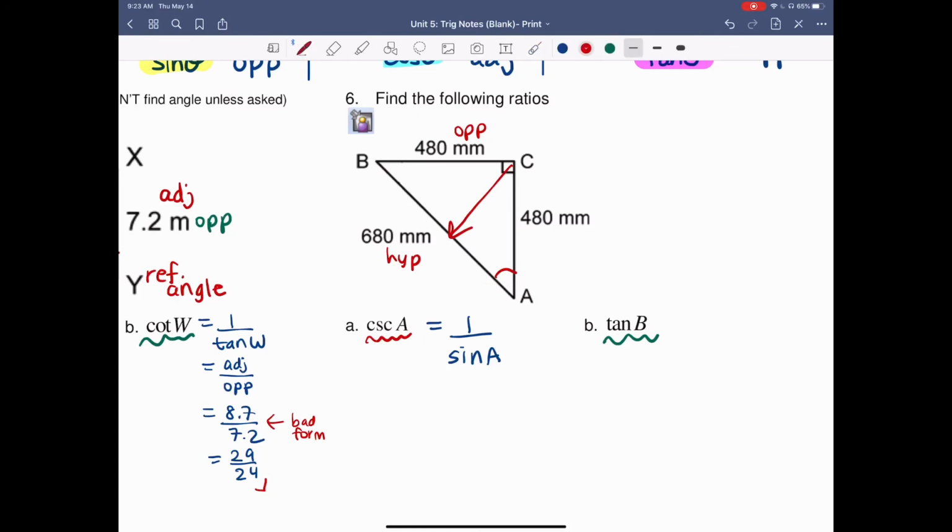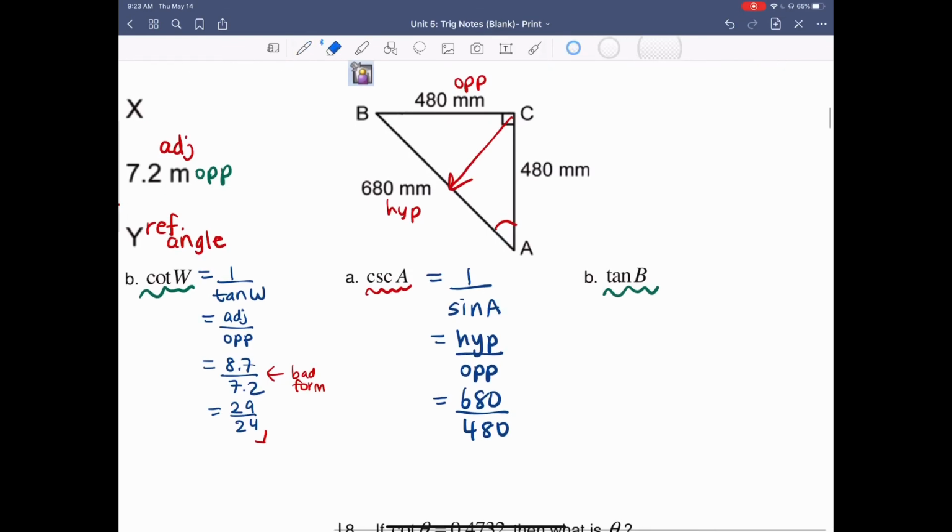So when I plug in my values, well, not yet, I need to identify what 1 over sine A is. Because sine A is equal to opposite over hypotenuse, I have hypotenuse over opposite, the reciprocal version. And so my hypotenuse is 680 and my opposite is 480. Again, that is not reduced. So for proper format, I need to reduce my fractions.